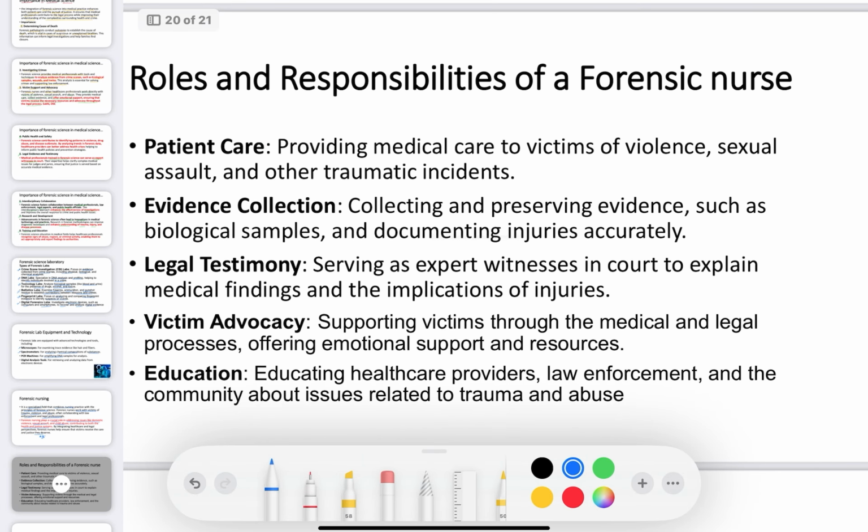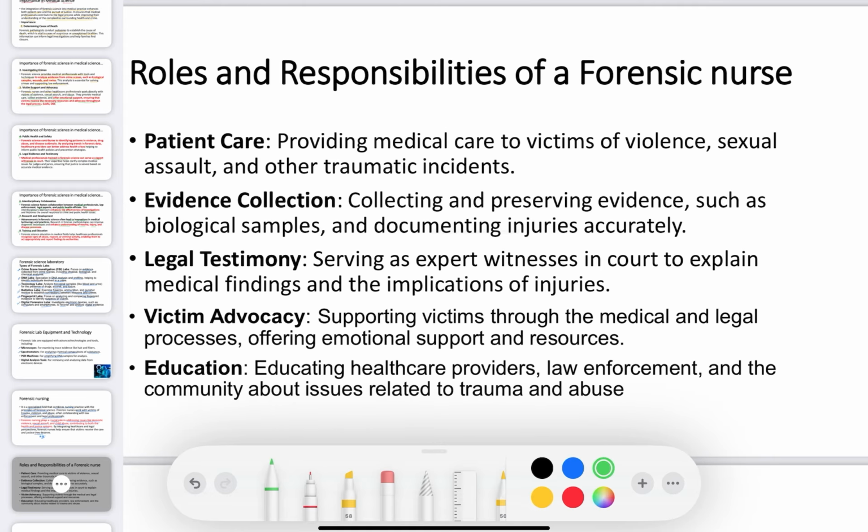Roles and responsibilities of forensic nursing. Patient care: providing medical care to the victims of violence, sexual assault, and other traumatic incidents. Evidence collection: collecting and preserving evidence such as biological samples, documenting injuries accurately.